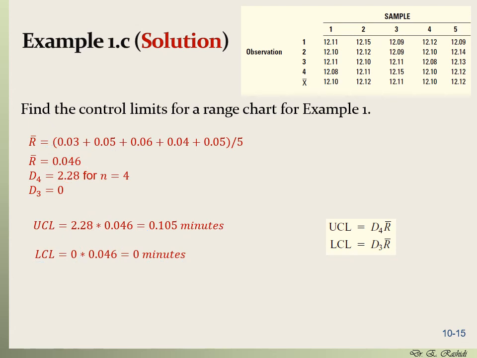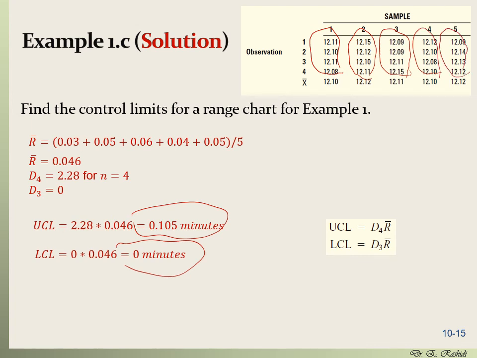So let's test whether the process is in control based on the R chart or not. We have the upper limit and lower limit. For each sample, we need to see whether the range for that sample is within this limit. For the first sample, the range is 0.03. 0.03 is between these limits. The others are 0.05, 0.06, 0.04, and 0.05. So all of them are within the range. That means the process is in control from the R chart perspective as well.